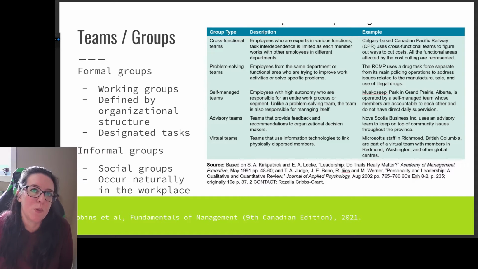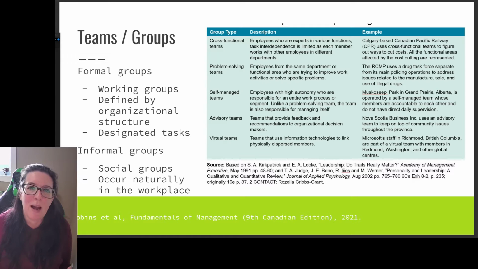In our previous videos, we've been looking at leaders in terms of leading individuals. Now let's start to look at leading teams. But first we need to differentiate between teams and groups. So we have formal groups. These are working groups that are defined by organizational structure.